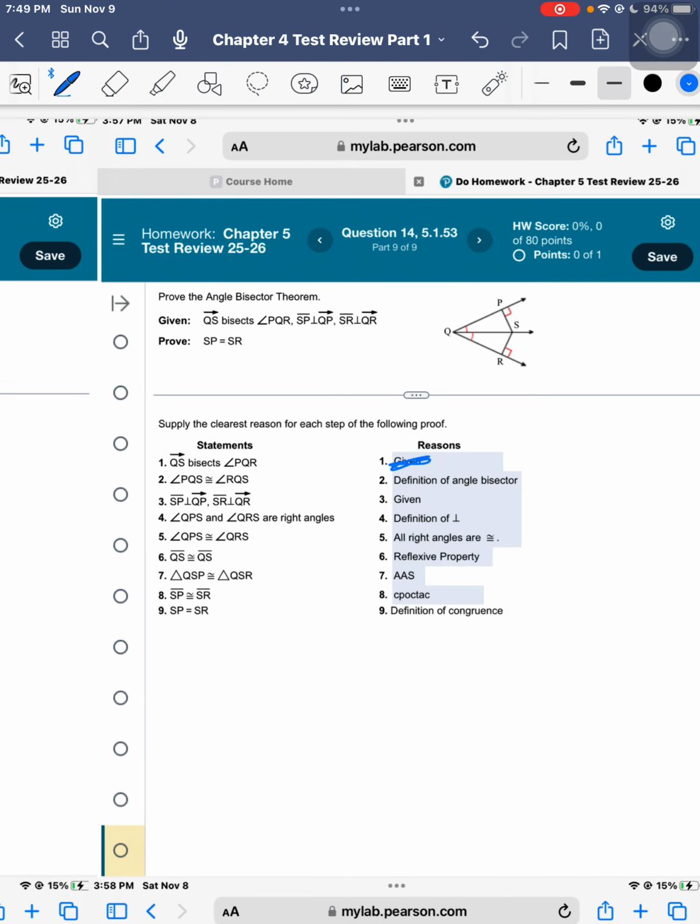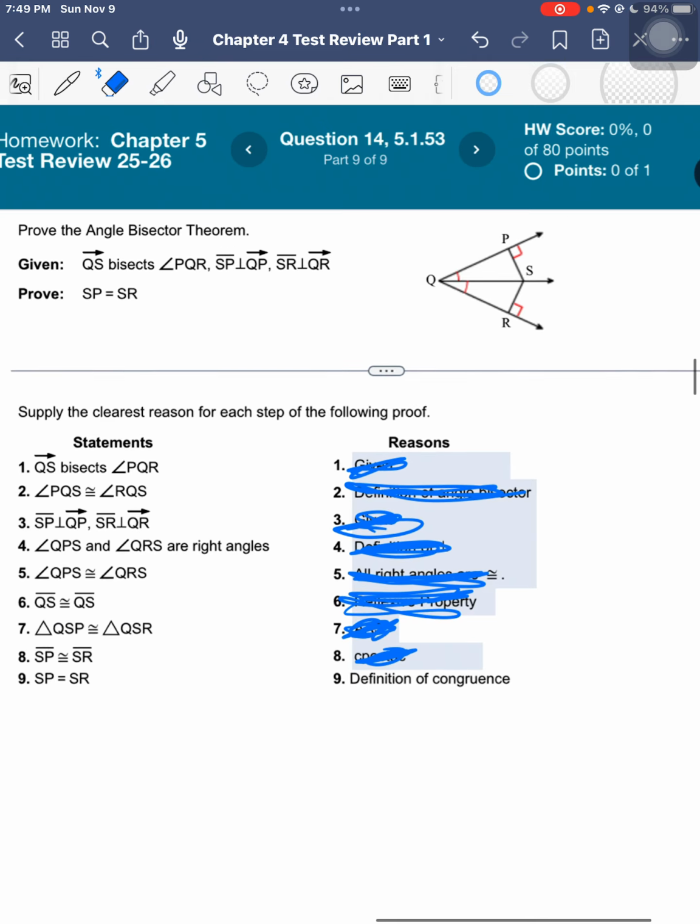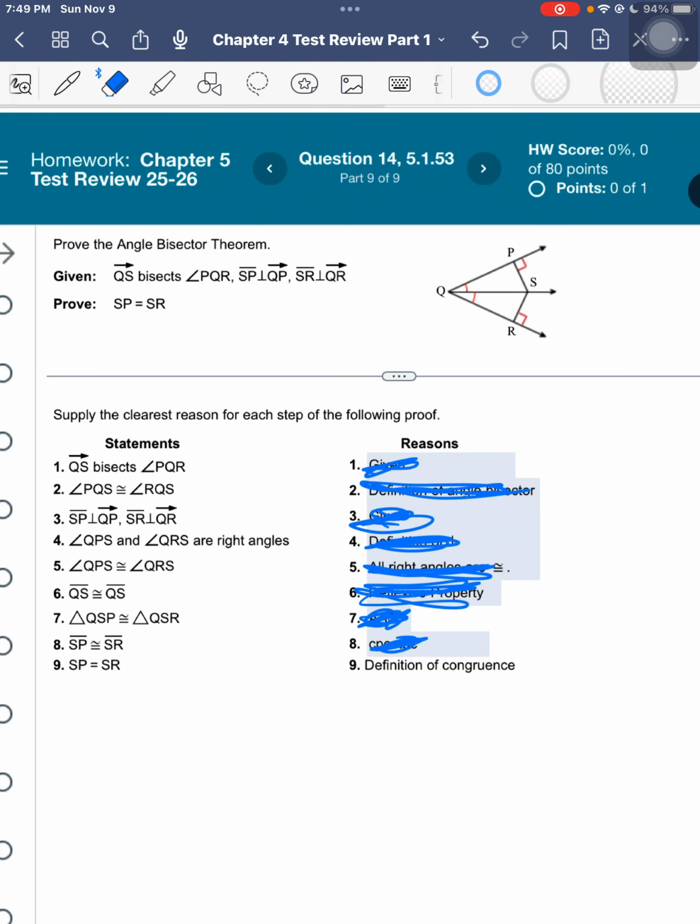So the exact same thing here. Let's cover these up to make it more challenging, right? Okay. So let's look at the first one. Ray QS bisects angle PQR. So PQR is being bisected by ray QS. Okay, that's given to me. It was right here. It's given to me.